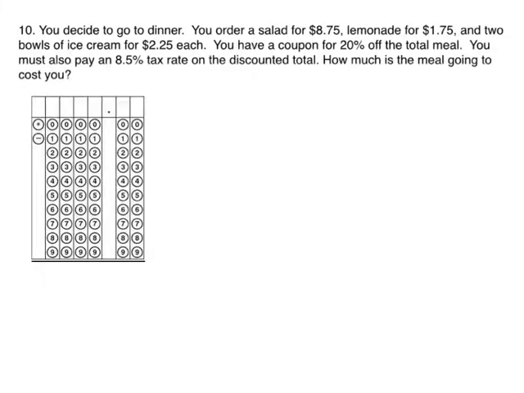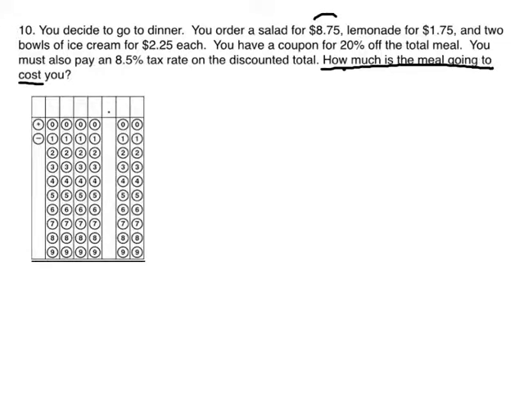Okay, next problem. You decide to go to dinner. You order a salad for $8.75, lemonade for $1.75, and 2 bowls of ice cream for $2.25 each. You have a coupon for 20% off the total meal. You must also pay 8.5% tax on the discounted total. How much is the meal going to cost?